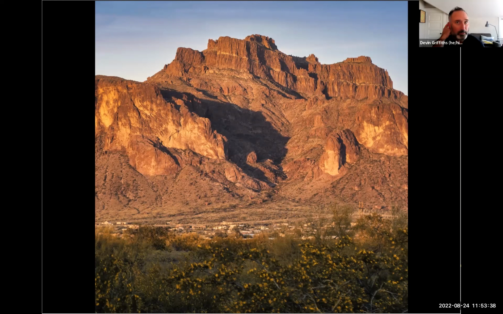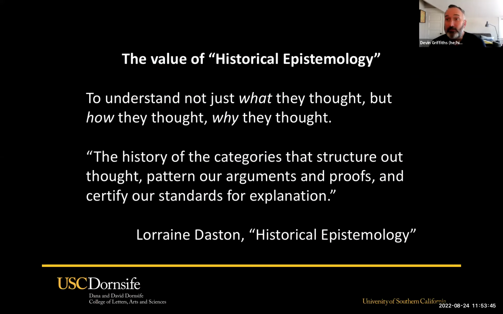I want to step back a little bit and talk about the way that we approach the material in this course. What we're going to be talking about essentially over the course of the semester is the value of what Lorraine Daston, a historian of science, has called historical epistemology. Epistemology, as a word, is a field of philosophy that's the study of how we learn things about the world, how we interpret information about it. But Daston's coinage, historical epistemology, is more precisely the attempt to understand how things are understood at a particular moment in time by a group of people. As she puts it, the history of the categories that structure our thought, pattern our arguments and proofs, and certify our standards for explanation. That's how she describes what historical epistemology is.